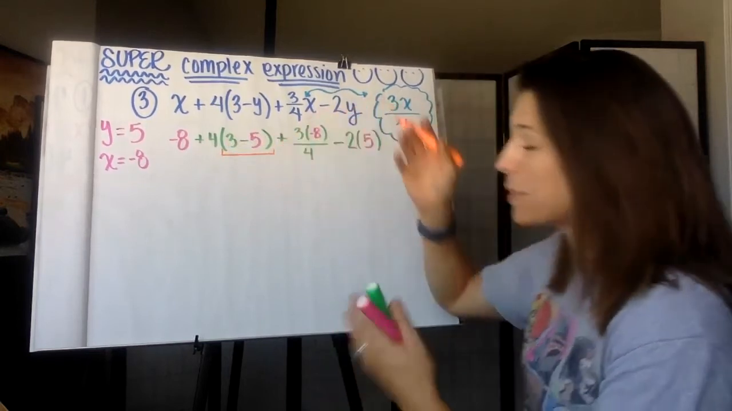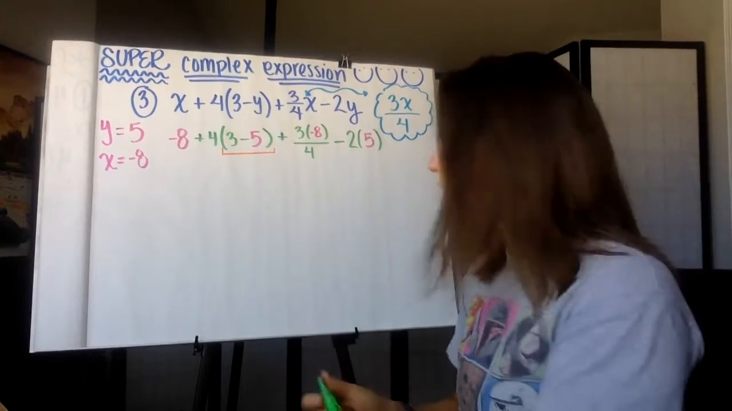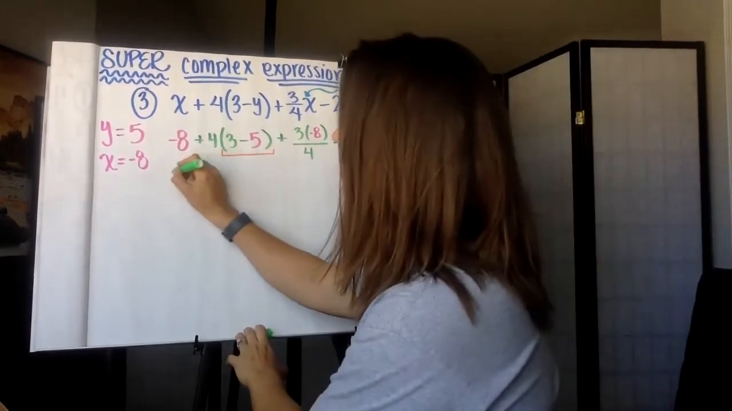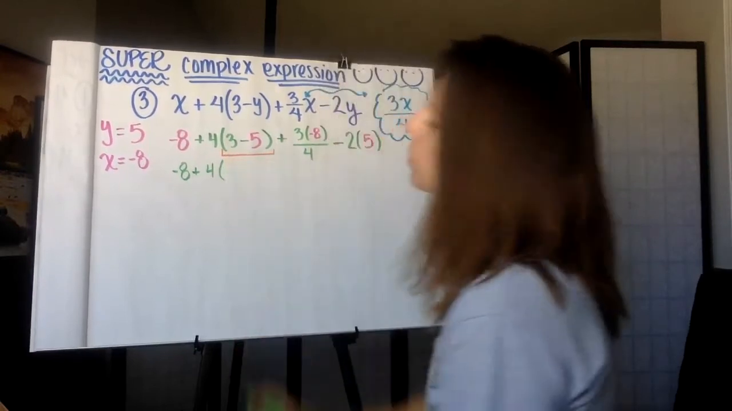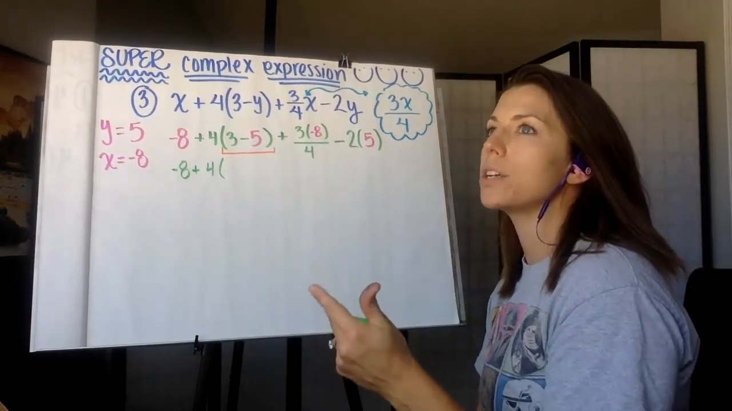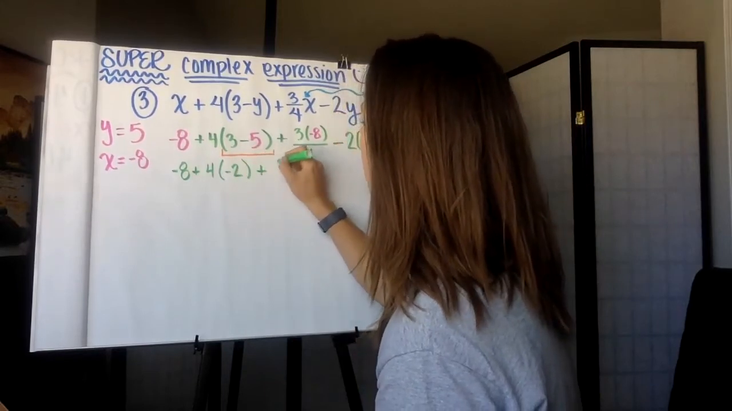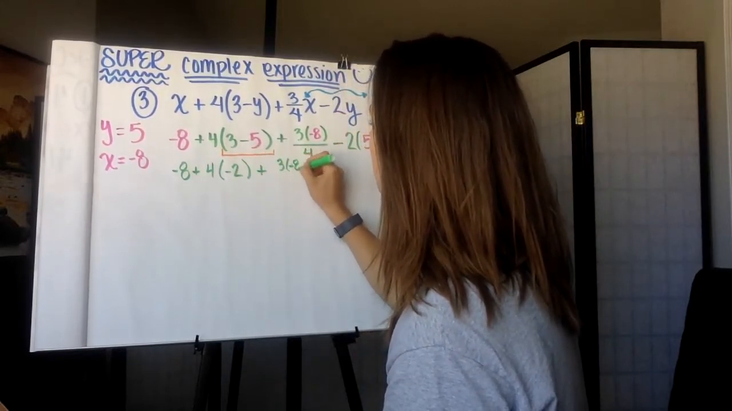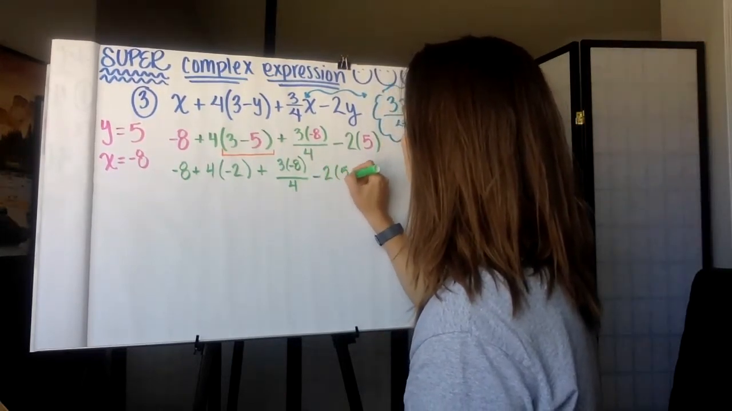So you know what? In my first step, the only thing I'm going to do is simplify that group. Here we go. -8 plus 4 times 3 minus 5. 3, 2, 1, 0, -1, -2. -2. And everything else just comes along for the ride. I'm not dealing with it yet.